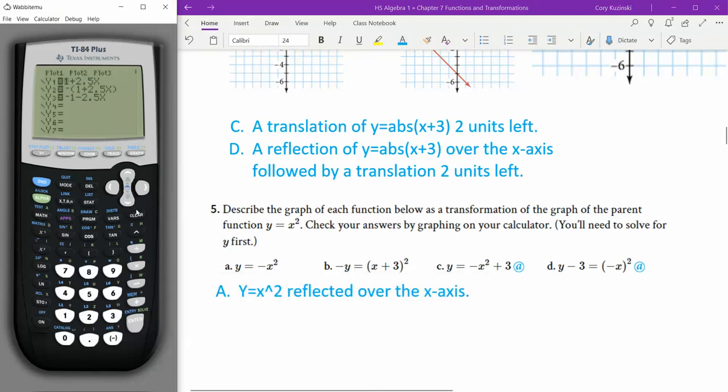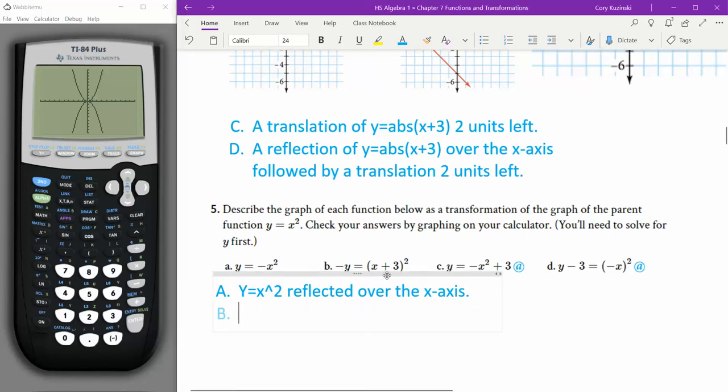All right, so here's our parent function, x squared. Here's our function that gave us -x squared. Y equals x squared, -x squared. Reflection over the x-axis. Okay. All right, what's going on here?